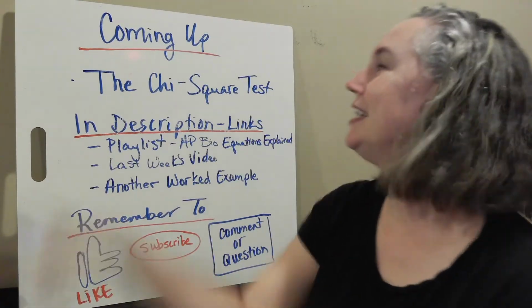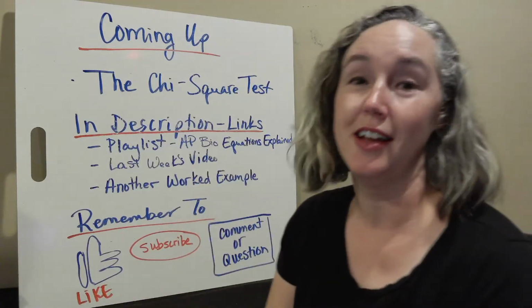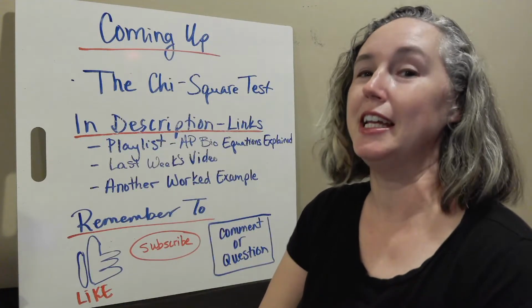Coming up next is the chi-squared test. This is super important in genetics.